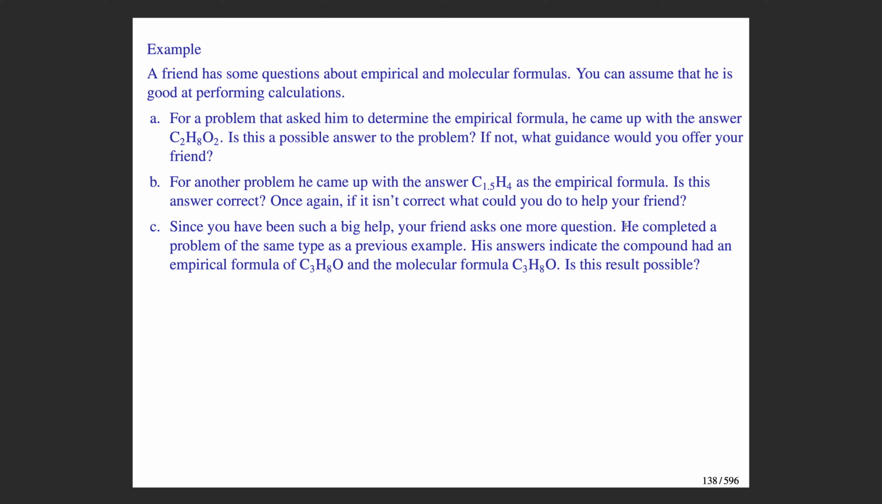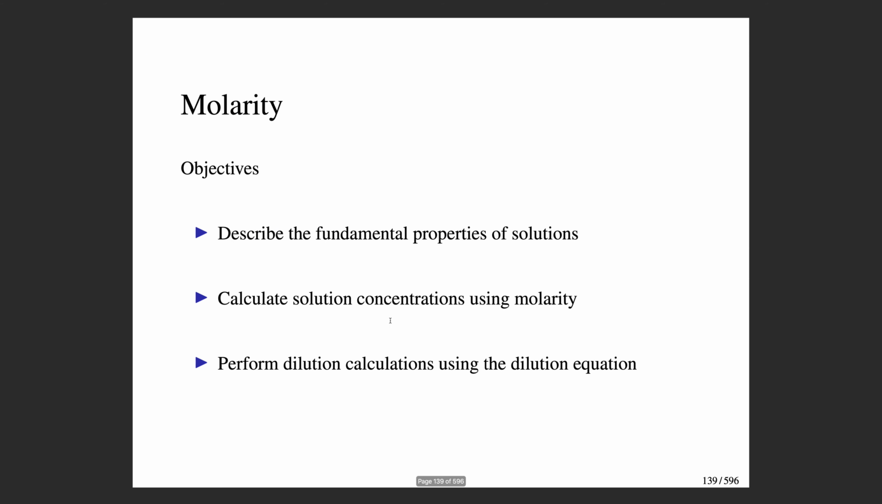One more question. He completed a problem of the same type as above, and his answers indicate that the compound had an empirical formula of C3H8O and a molecular formula of C3H8O. Is this result possible? It actually is. The integer relating the empirical formula to the molecular formula could be the number 1. And so this is also a possibility. It can be that the empirical formula is identical to the molecular formula.